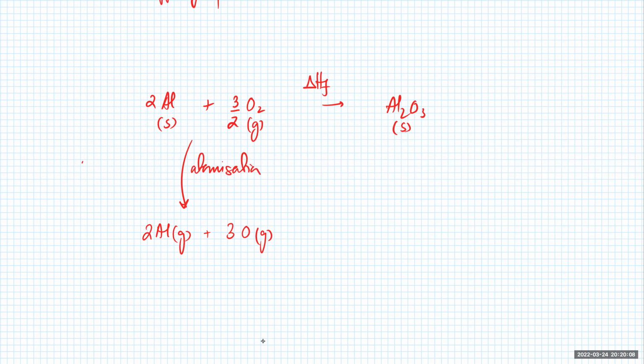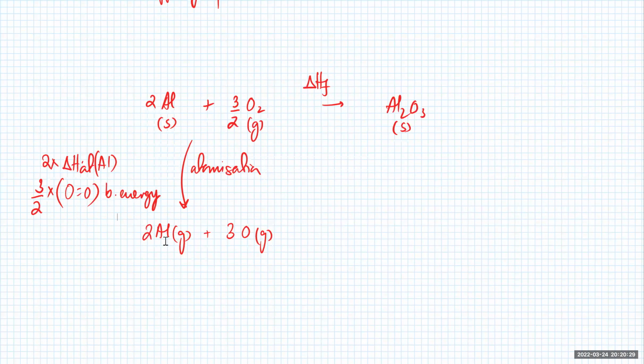That would be 2 steps, basically. It would be the enthalpy of atomization of Al, and that's going to be multiplied by 2, plus you're breaking the oxygen-oxygen bonds, and you'll be breaking 3/2 of them. The bond energy.